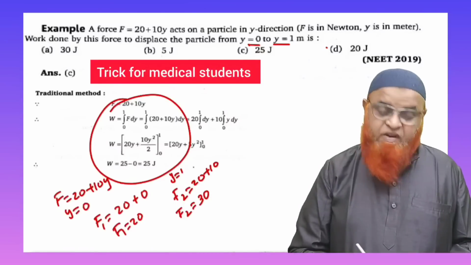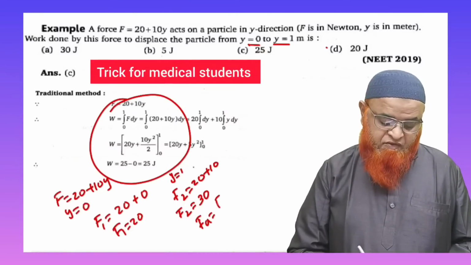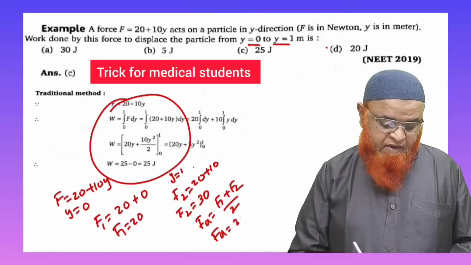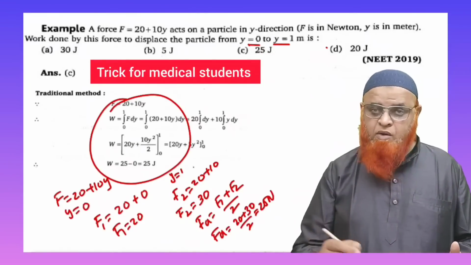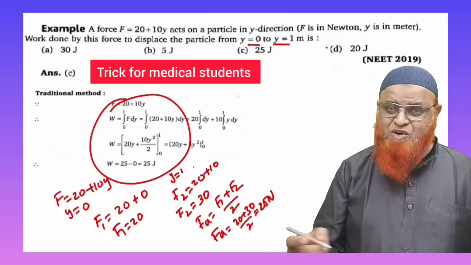Okay, so now we can find out the average of these two forces, that is f average is equal to (f1 plus f2) by 2. Therefore f average is nothing but (20 plus 30) by 2, which is nothing but 25 newtons. So we got the force, but how are you going to find out the work done here? He's asking us to find out the work done, that's it.